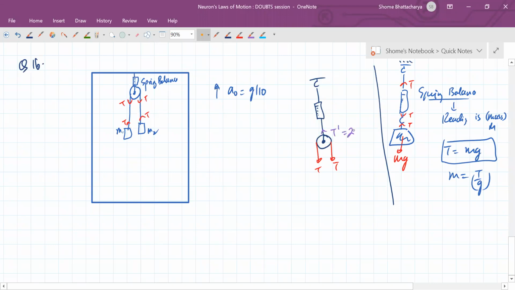Let's say this is T prime. So that is 2T, because it's massless. So the reading of the spring balance will be T prime divided by g, which is nothing but 2T divided by g. To get the reading of the spring balance, let's say that's N, we have to find out T.